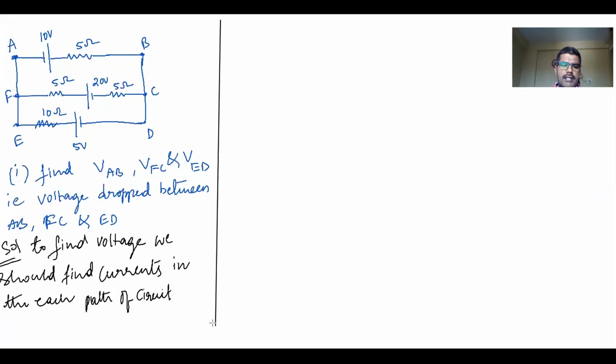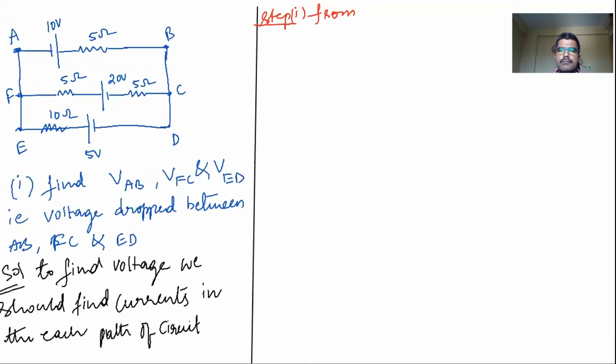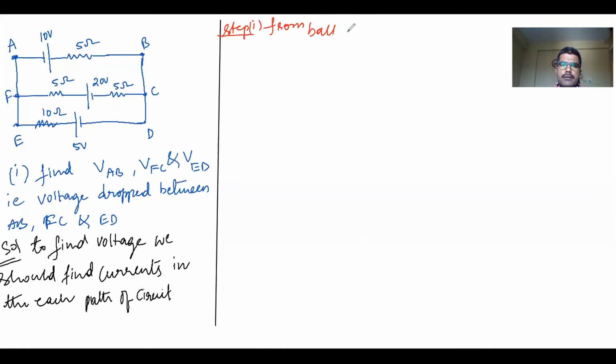So when we are finding currents in the circuit, you will be using the same procedure just like how we have done in the previous way. You have one node at F and one node at C. Give unknown currents in the circuit. So first let me mark currents in the circuit. So step 1, from batteries, give current directions.